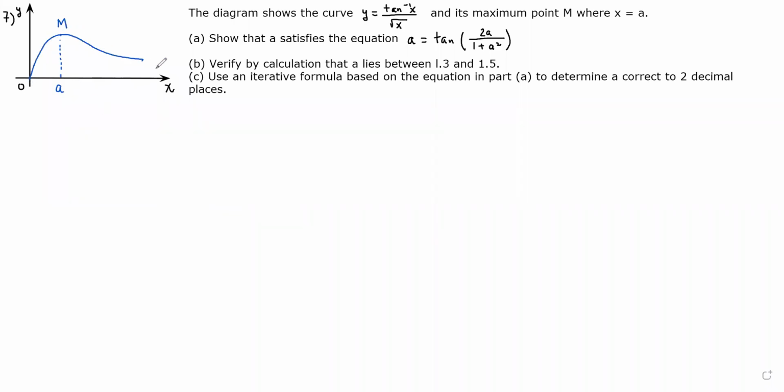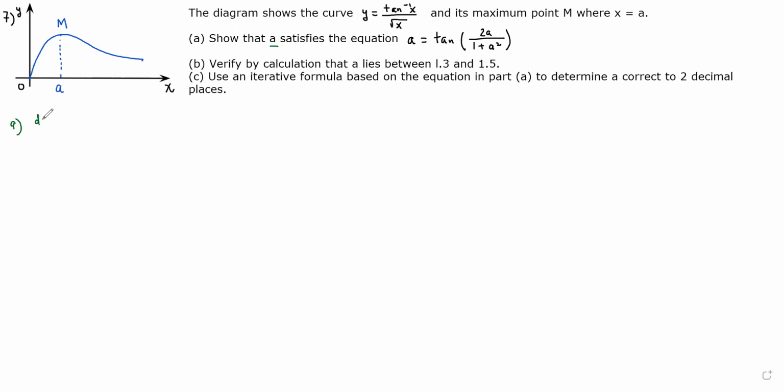The diagram shows a curve where M is a maximum point where x is A. We need to show that A satisfies the equation A equals tangent of 2A over 1 plus A squared. This value of A is the x value where M is the maximum. So at this value of A, the derivative dy/dx must be 0.